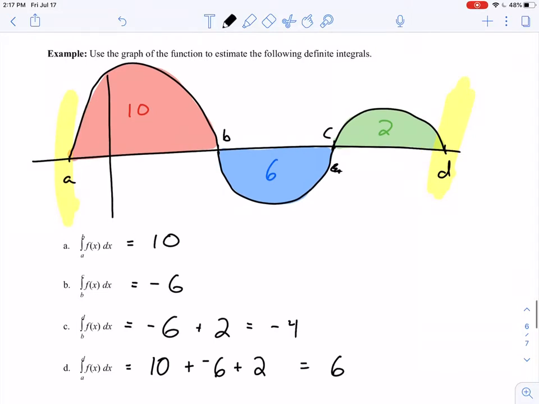So you'll see some examples like this in the homework, and there's a good chance I will ask a question like this on your exam. I'll give you this picture and ask you to evaluate a definite integral just using this picture, and you have to use the fact that the definite integral tells us the net area. Again, we're counting any area above the x-axis as positive, any area below the x-axis as negative.